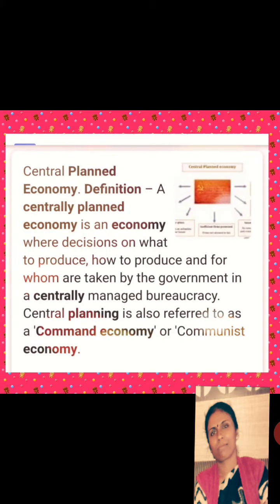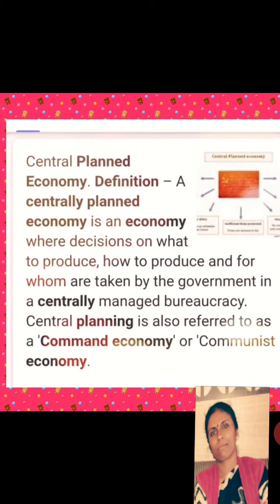Centrally planned economy means the economic activities are decided by the government, where decisions on what to produce, how to produce, and for whom are taken by the government in a centrally managed bureaucracy. The best examples for centrally planned economy are North Korea, Cuba, China, and Vietnam. The economic decisions about production, distribution, and exchange, everything is managed by the government of the country.